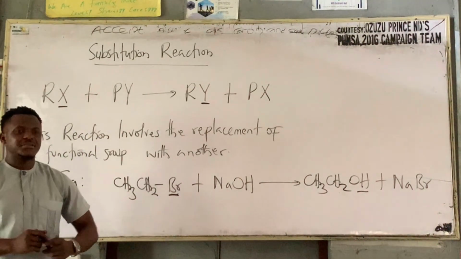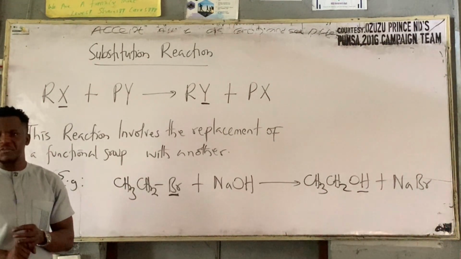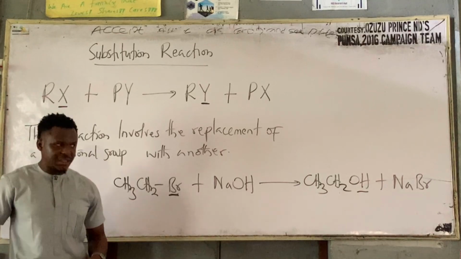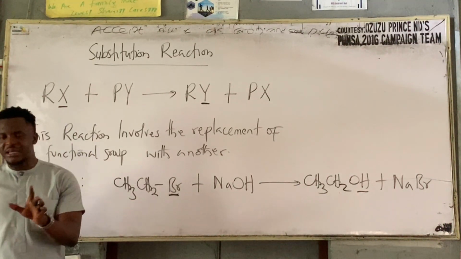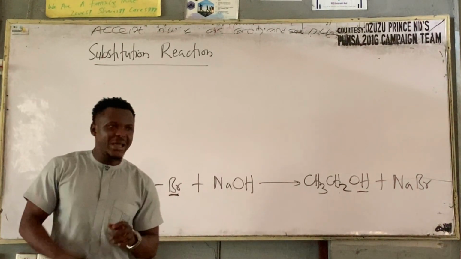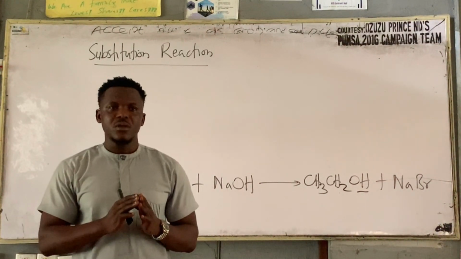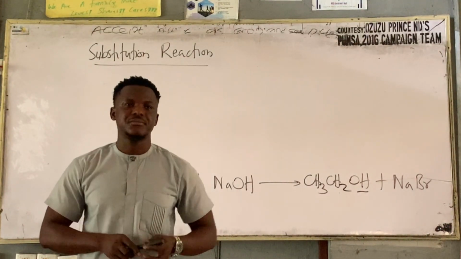Now, like I said, substitution reaction can be divided into different types. We have nucleophilic substitution and we have electrophilic substitution. What is the difference between them? Let me just explain that. We have two types of substitution reaction, the nucleophilic substitution and the electrophilic. Now listen very carefully.